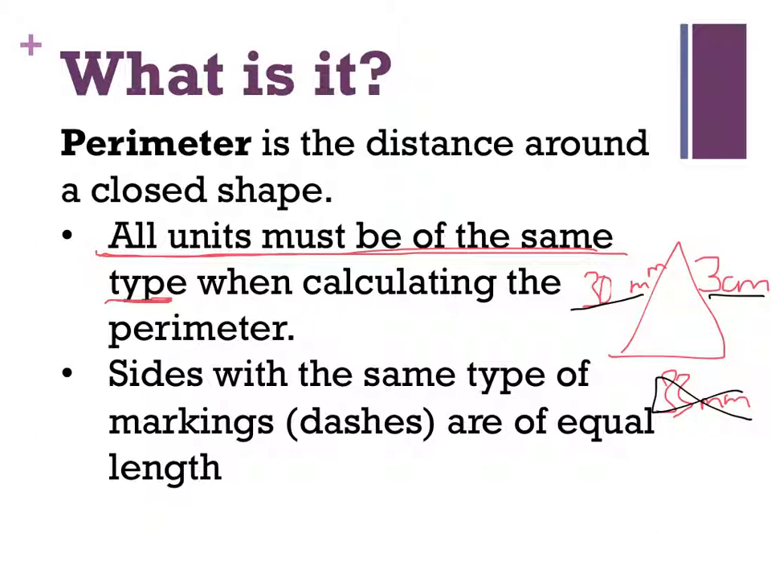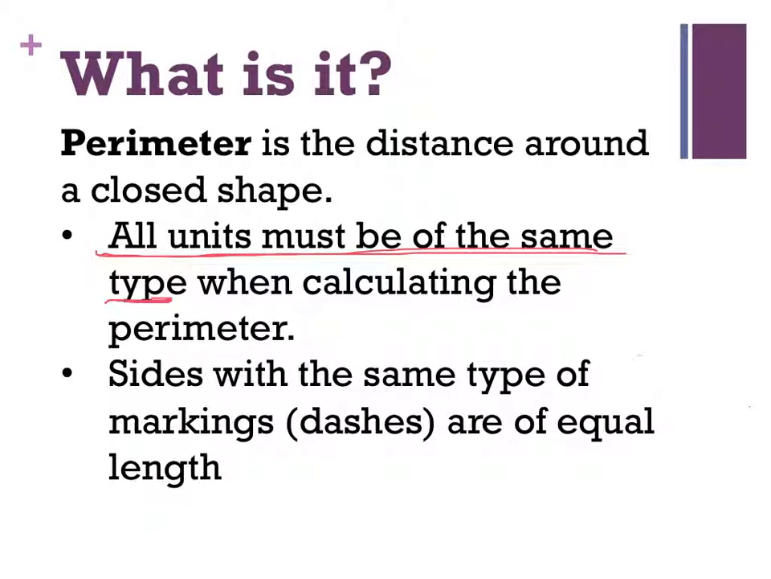If on a different diagram, say I had, I don't know, I might draw a different shape once I rub this one out. Say I had this shape here. Now it's a bit dodgy because I've just drawn it with my stylus. But say this said 2 centimetres and it had a dash on the side. If all the other sides have a dash, that means that they are all 2 centimetres.